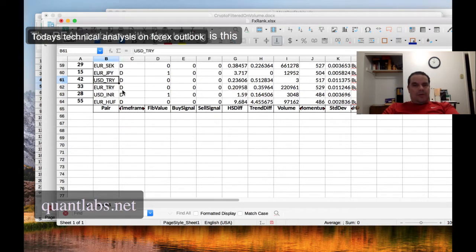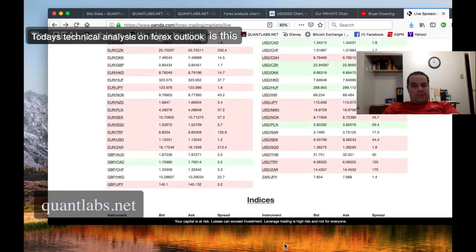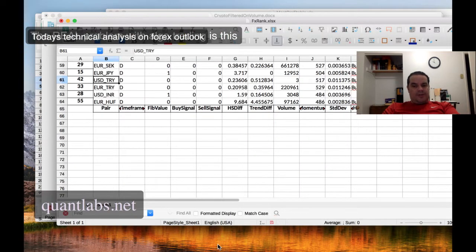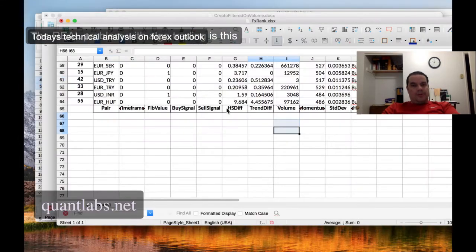If I recall, the other one was euro against Turkish lira. Let's see the spread cost. And right here it's 6.8. So we have now some potential longs here to look at because right now those are good. So we have euro, Turkish lira, and USD, Turkish lira. All right, so those are looking pretty good. This one might be good too.